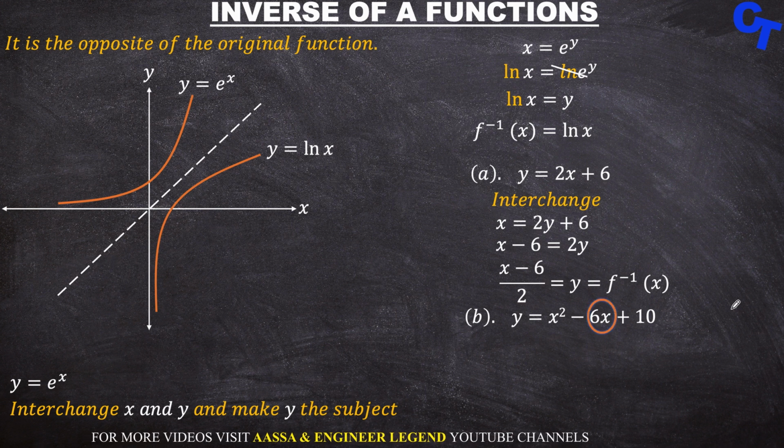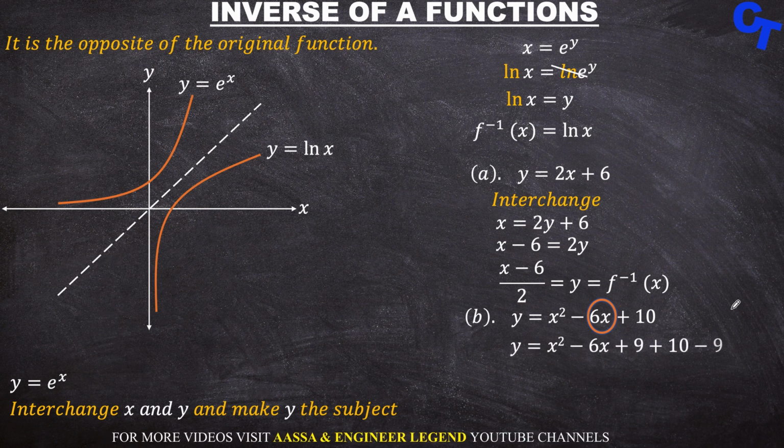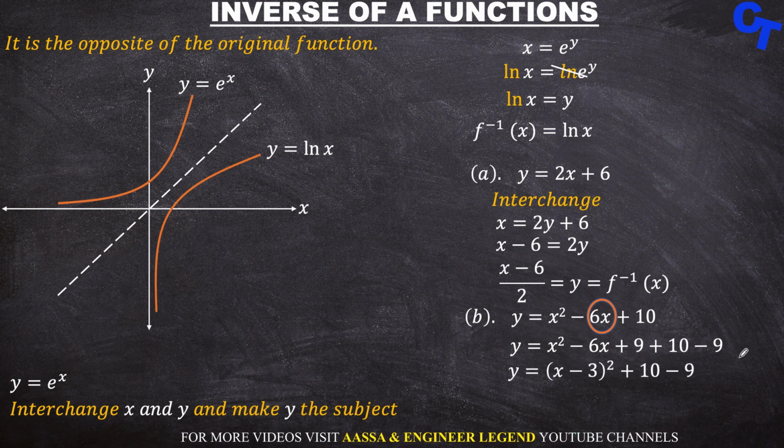So 6x divided by 2, that's going to give us 3. 3 squared is going to give us positive 9, right? So I'm going to say x squared minus 6x plus 9 plus 10. But remember, 9 was not there in the first place, so that's why we subtracted it, changing the appearance, but the value remained the same. So from here, if you complete the square, it's going to be x minus 3 squared, and later, when you have 10 minus 9, that's going to give us 1. So let's do that, and this is what we're going to get.